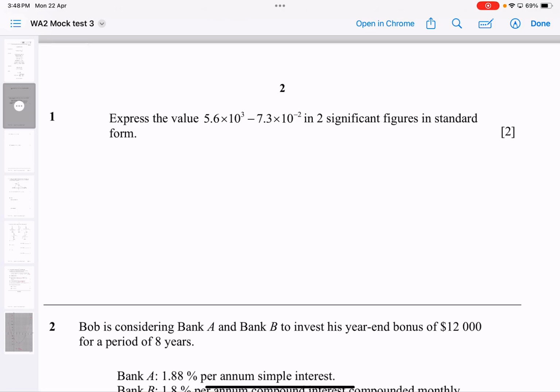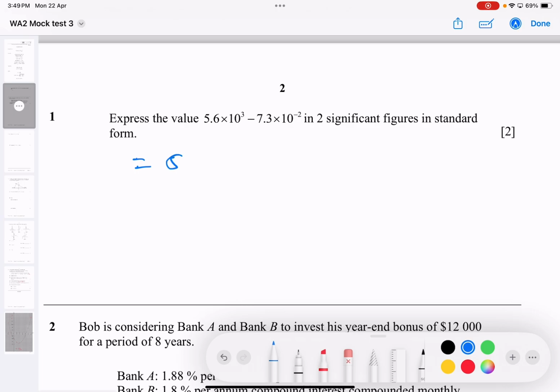This kind of question asks you to find the difference between two different numbers in standard form. Just use calculator for this one. 5.6 times 10 to the power of 3 minus 7.3 times 10 to the power of negative 2. If you enter this in your calculator, you are going to get 5599.927. So how do you change it to standard form?